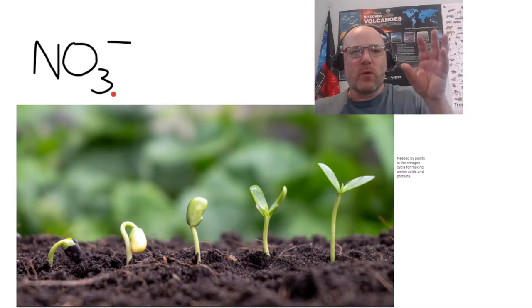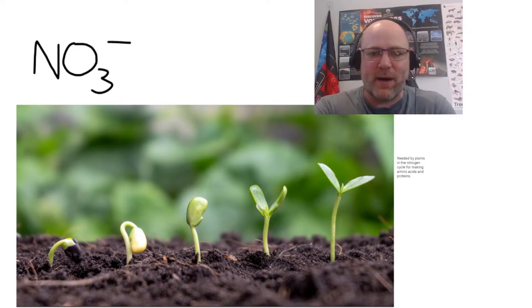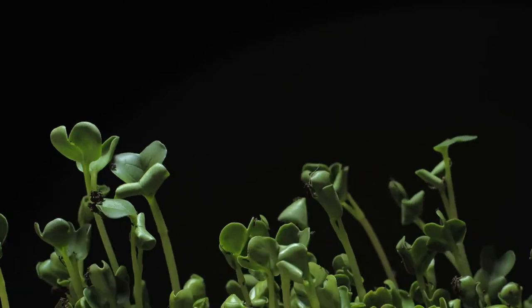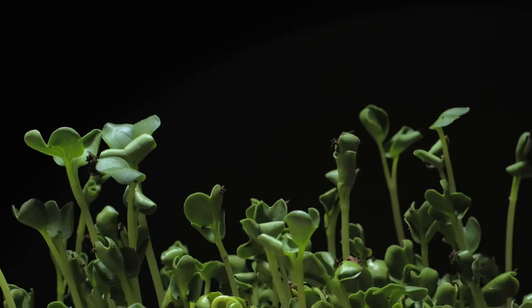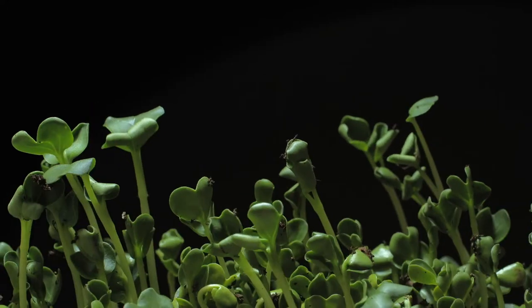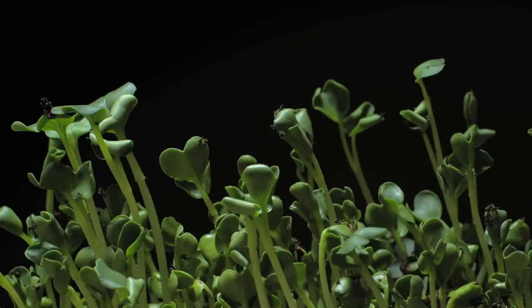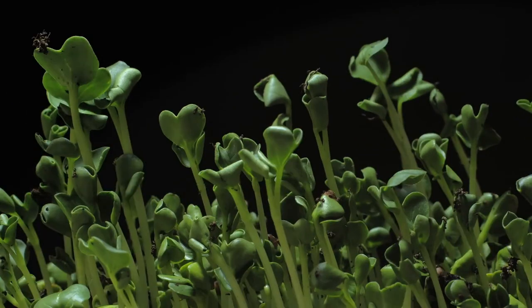So nitrate ions are very, very important. Without nitrate ions, we wouldn't really get plants being able to grow. So, you know, they're super important. Yeah, the nitrate ions are absorbed by active transport in the roots of plants through the root hair cells. And those nitrate ions are used by plants to make things like amino acids. And they react them with glucose to make amino acids.